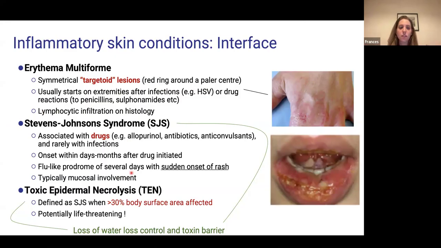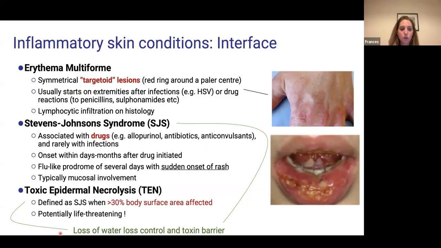You can think of them as existing on a spectrum. So essentially, they tend to be associated with drugs, things like allopurinol, antibiotics, anticonvulsants, and very rarely with infection. But in this case, the onset is a couple of days or months after they've started taking that drug. Then they get this flu-like prodrome. They'll feel a bit under the weather, with some malaise. And then suddenly they get this onset of rash. Typically there's going to be mucosal involvement, so it's going to affect the mouth and so on.